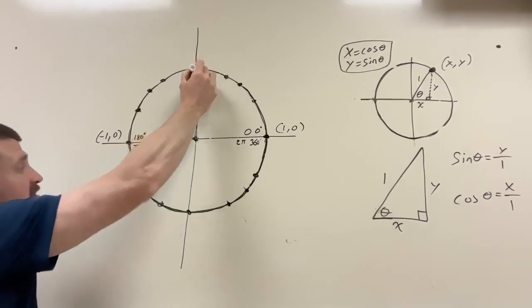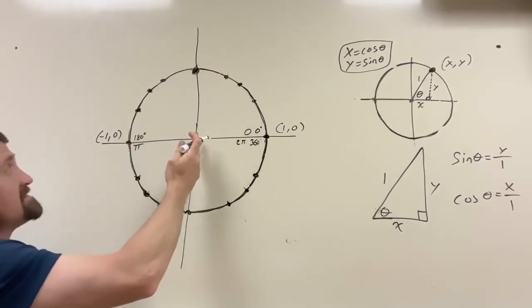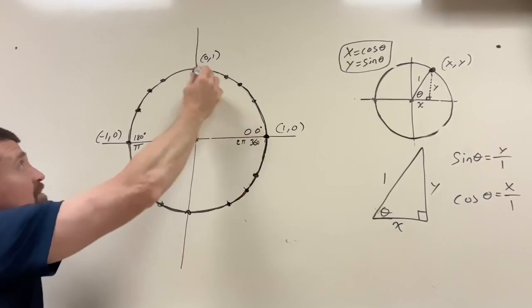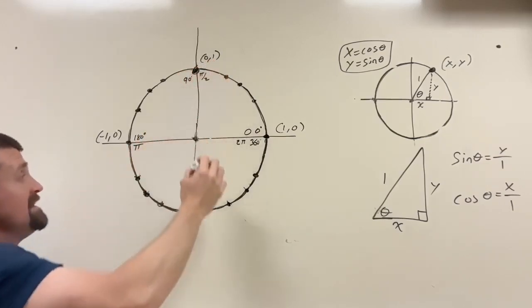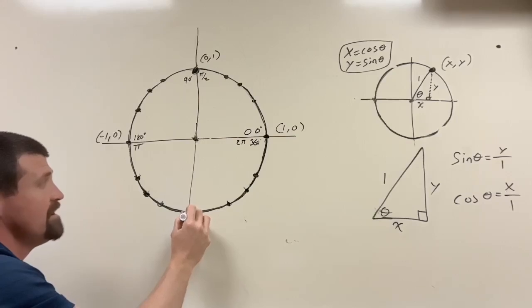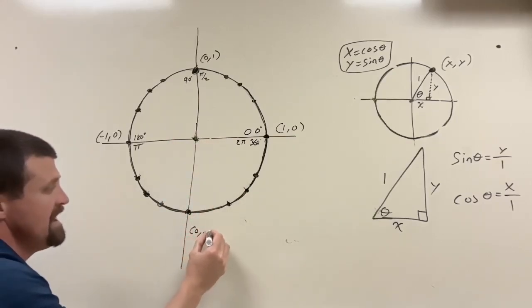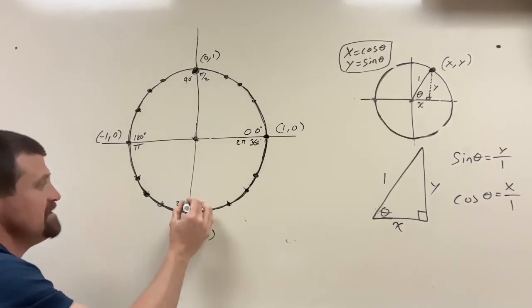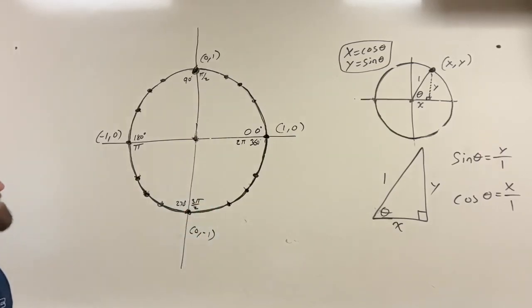Let's look at the other two easy ones. These two. All right, the coordinate is x is 0, y is 1. So the coordinate's (0, 1). The angle is 90 degrees, or pi over 2 radians. This one down here, the coordinate is (0, -1). The angle is 270 degrees, or 3 pi over 2 radians.